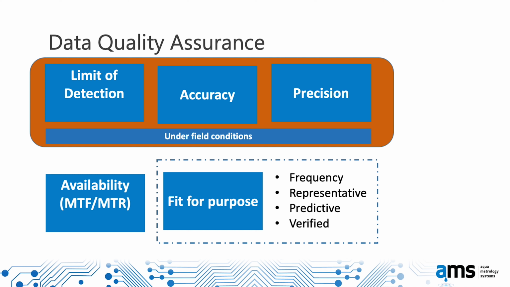Data availability refers to uptime, often measured in terms of mean time to failure or mean time to repair. Accuracy and precision and price are irrelevant if the analyzer fails frequently and takes ages to be repaired. Fit for purpose addresses several concepts. Frequency matters in terms of the online analytical process cycle. And if that takes 2 hours between measurements, it is of no value if contaminant levels need to be analyzed every 10 minutes.